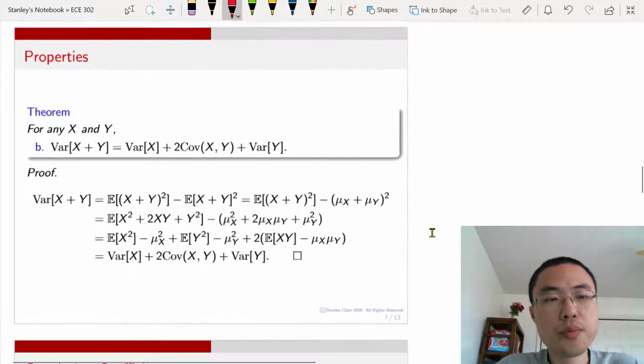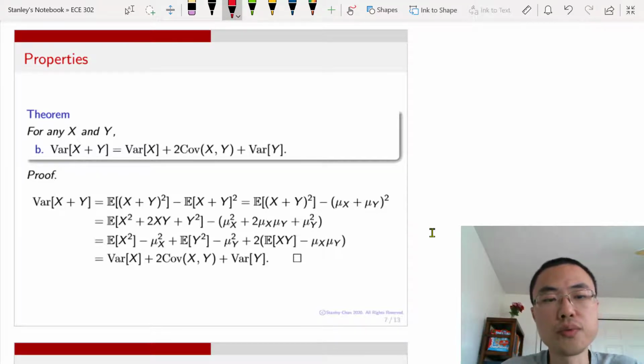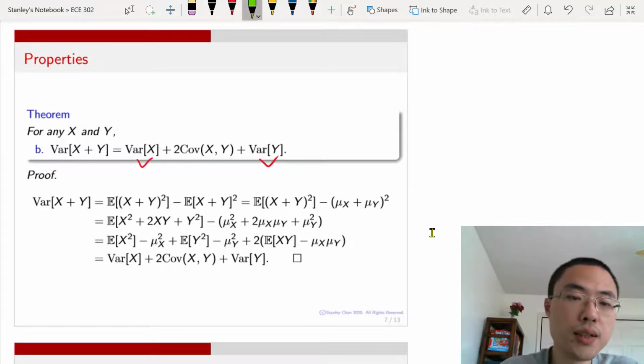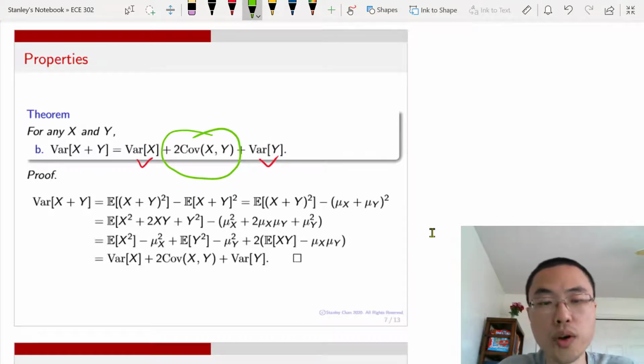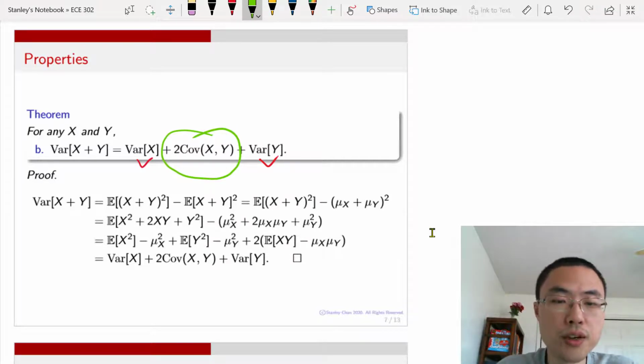Now, the second property is about the variance of x plus y. So if you have a pair of random variables and you take the sum of x plus y, it turns out that the variance of x plus y is the variance of x plus the variance of y. There is a very interesting term in the middle that comes out, which is the covariance of x and y. Now, of course, this covariance is not always 0. If it is 0, then of course the variance of x plus y will give you just the individual variances. But since you have this covariance term here, you need to add them up.